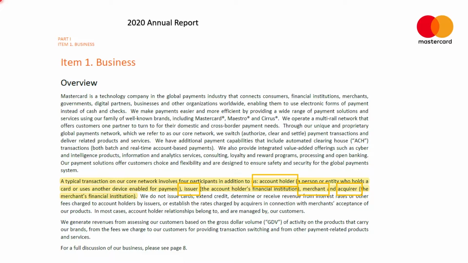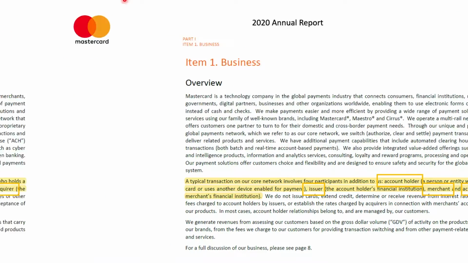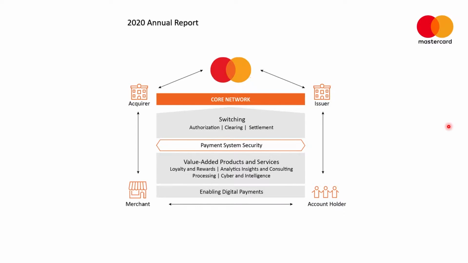First of all, an overview of the business. A typical transaction in the core network of Mastercard involves account holders, issuer, merchant, and acquirer. In this illustration, we can see better. We have the account holder, then the bank of the account holder, then the merchant, and then the bank of the merchant, which is called the acquirer, and in this case, this is called the issuer. The Mastercard network connects these two banks and provides all these services.